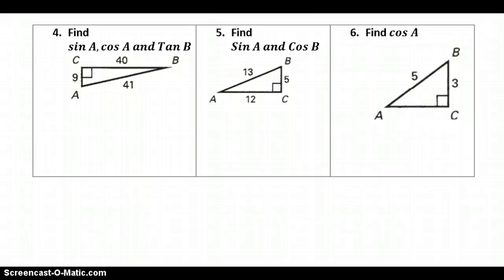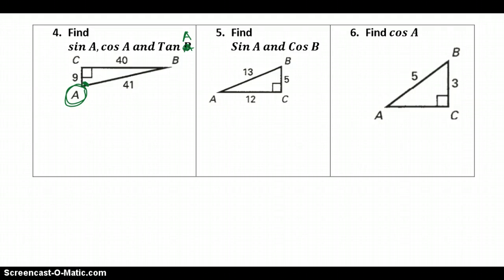Alright, so number 4, we are asked to find the sine, cosine, and tangents. We're going to do all of these of angle A, not of tan B. I don't know why that's like that. Change that to A. We're going to find the sine, the cosine, and the tangent of angle A. So looking at angle A, I'm going to mark my angle first. It's this one right here.